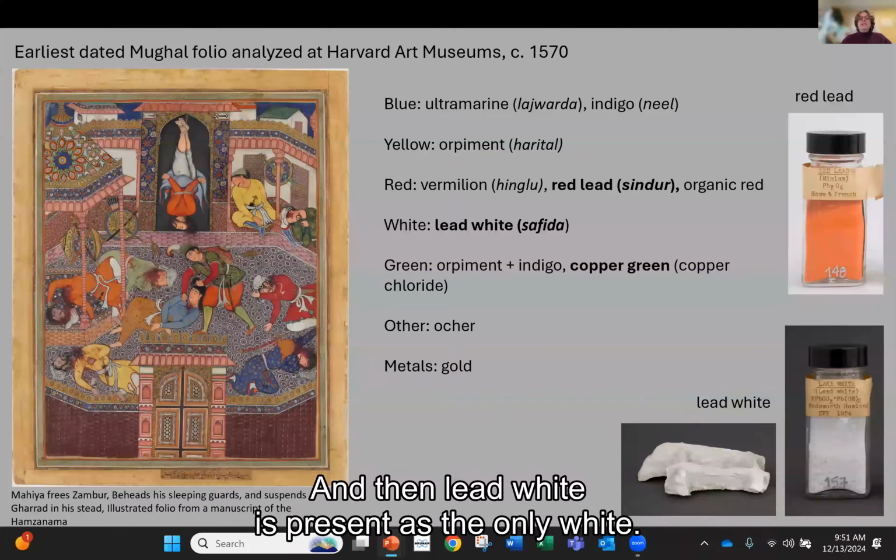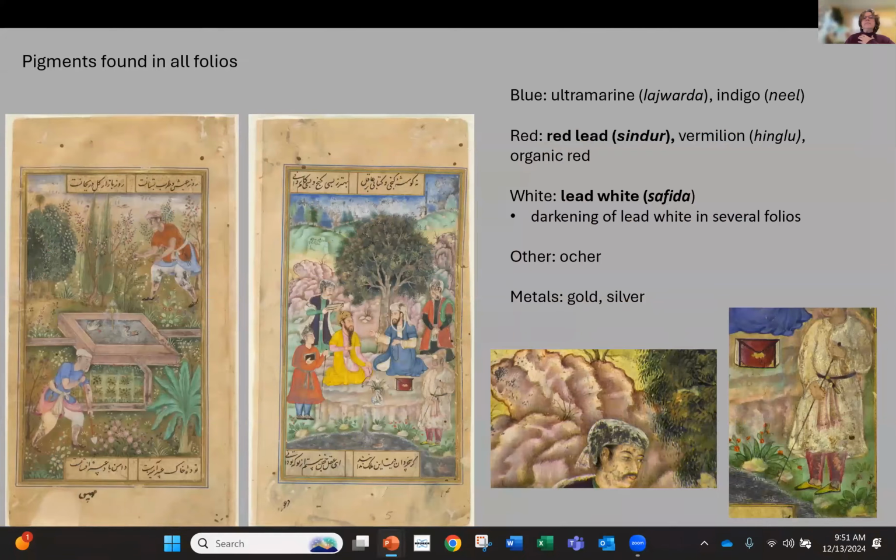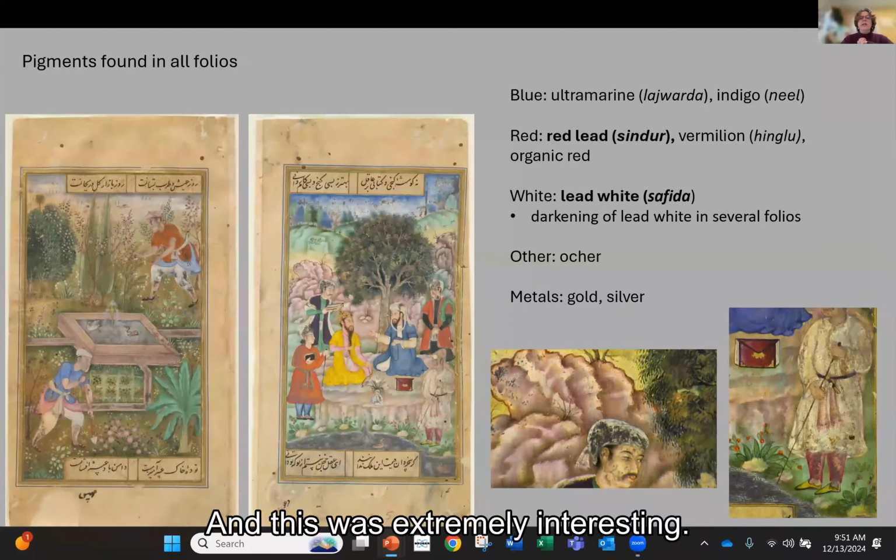The next case study I want to talk about are folios from a manuscript of the Divan of Anbari, created for Emperor Akbar and dated to 1588, the production place being given as Lahore. We have 14 folios in the collection, and this provided a chance to compare the pigments used within the same manuscript. And this was extremely interesting.